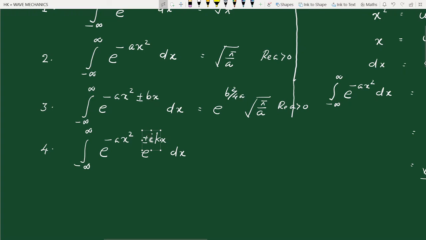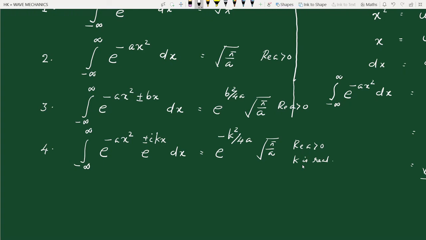So if we combine these two, what is b now? b is nothing but ik. So we can simply substitute for b here from the previous expression, so b square becomes (ik) square, from comparing these two integrals. So e raised to minus k square, i square is minus 1. Okay, so we have e raised to minus k square by 4a root pi by a, again with the condition that the real part of a is greater than 0 and k should be real.